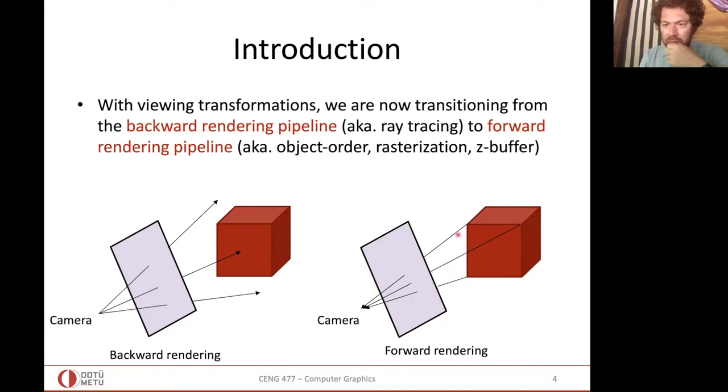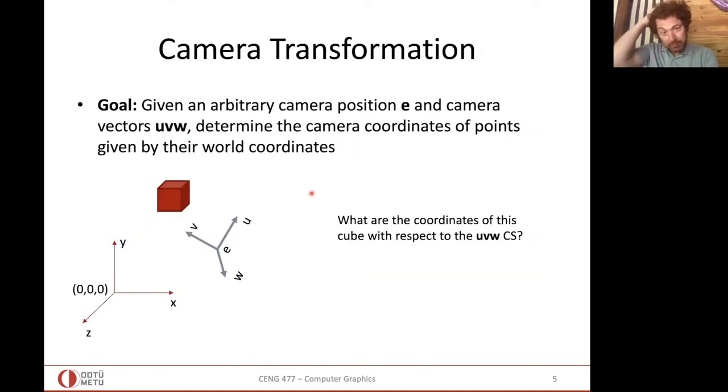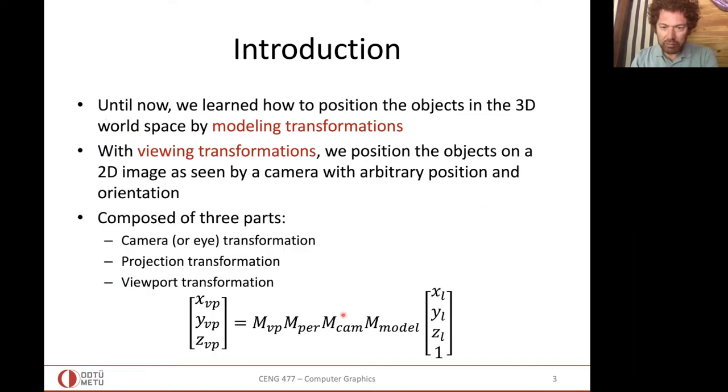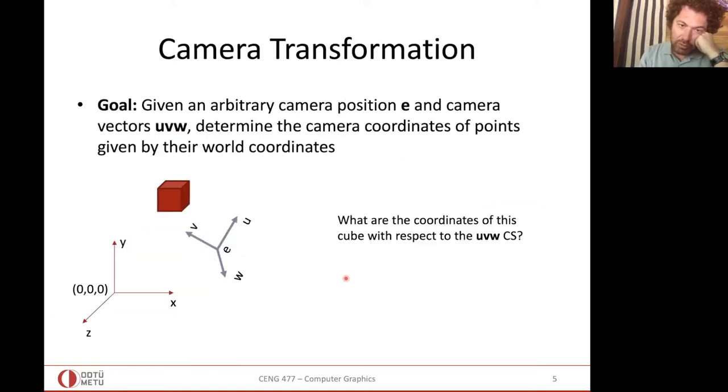From now on, we will talk about forward rendering, which is the most natural scenario for us. The stuff emits intensities using light, etc., and we project them to the image plane directly, forwardly. Today we will talk about the forward rendering pipeline, not all of its steps actually, because the rasterization, like filling the insides of the projected triangles, we will cover next week. But we are now making a transition from backward rendering to forward rendering in this class. So let's begin. I will fill these matrices up for you. This is the heart of today's class: M_cam, M_per, and M_vp, not the most valuable player, MVP.